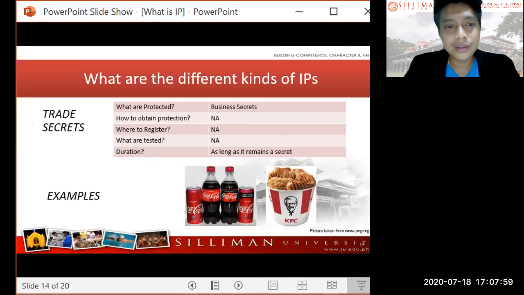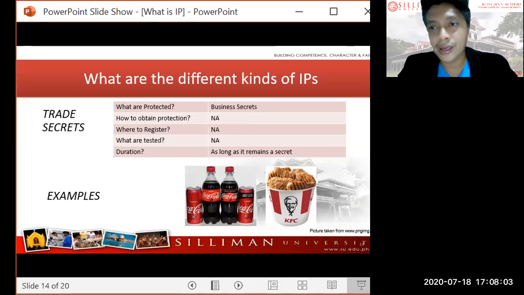So another one is trade secret. What's trade secret? What are protected? Of course, it's business secrets. How to obtain? You don't need to register. You don't need to do anything. Where to register? You don't need to do anything. What is tested? It's not applicable. Duration, as long as it remains secret.